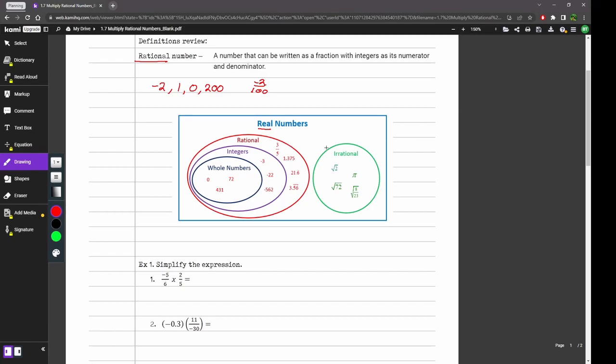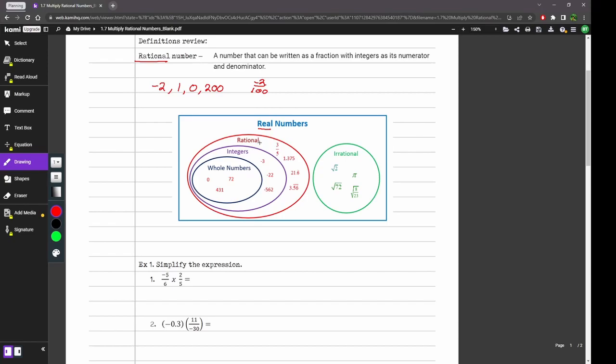We talked about irrational numbers being decimals that don't end. So pi goes on forever. The square root of 72 would be the same thing. It would go on forever and ever. So you then choose, is it a rational number or an irrational number? Well, if it's a rational number, then it's decimals that terminate, decimals that repeat, or all fractions.